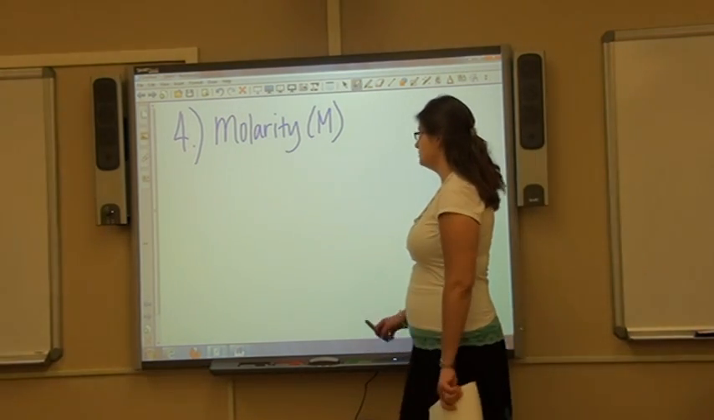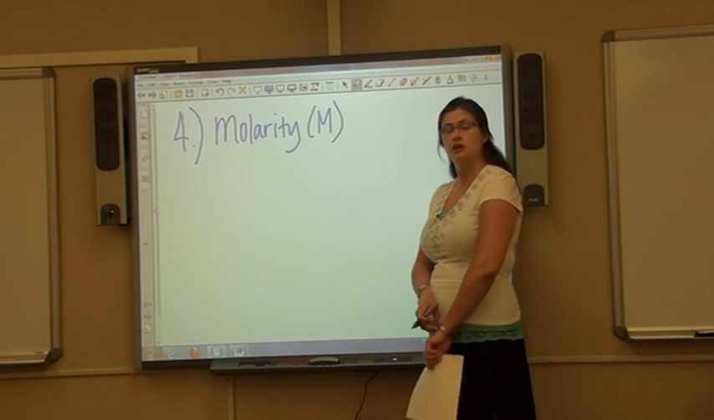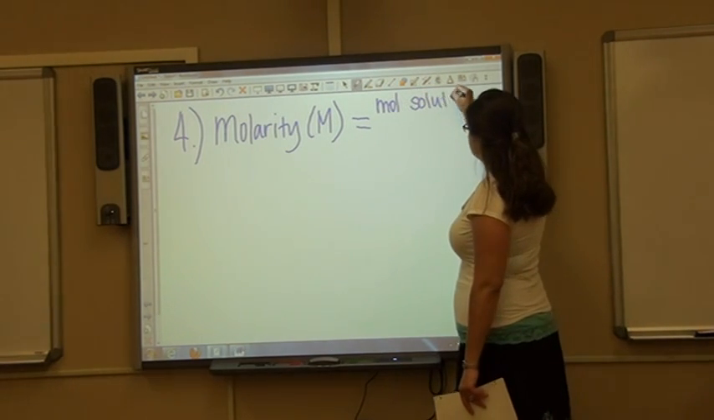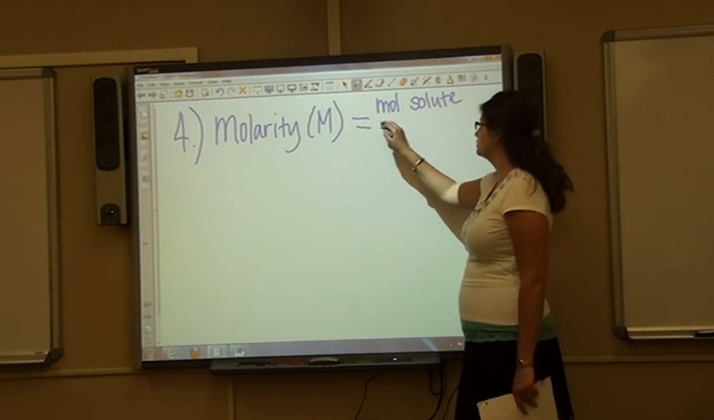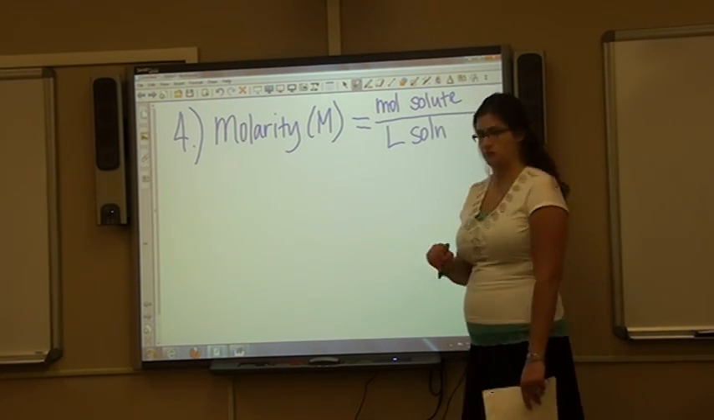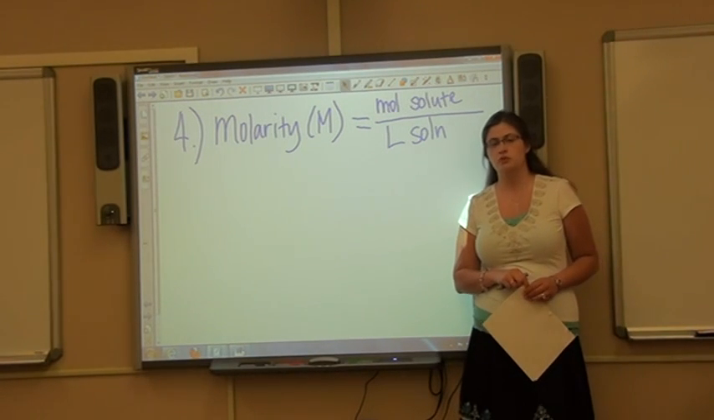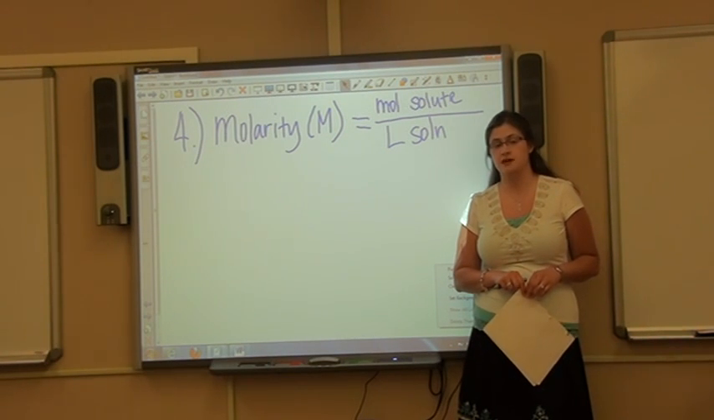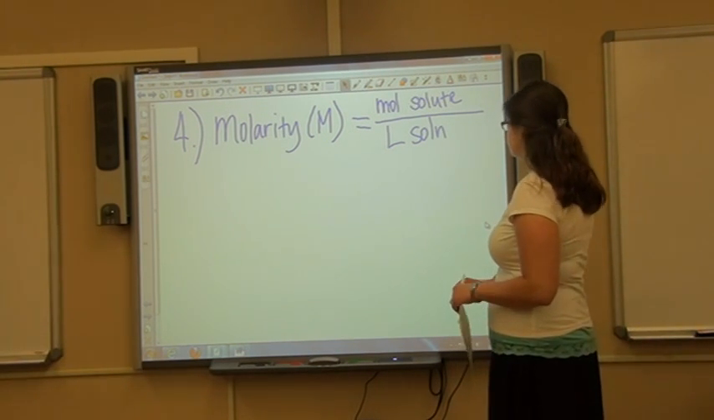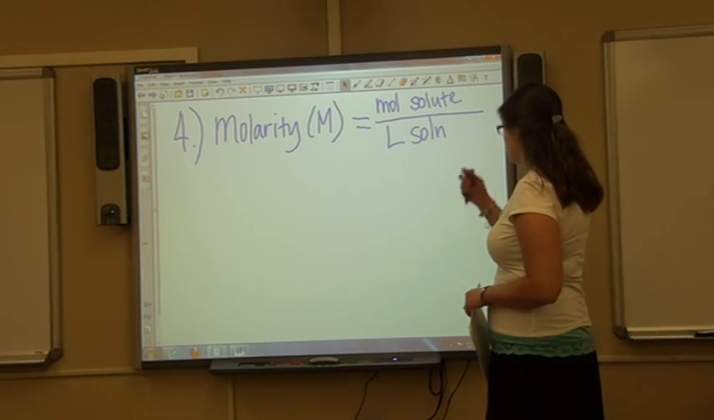Okay, so molarity is abbreviated capital M, and it is calculated by taking the moles of your solute divided by the liters of solution. Now this is an important thing to talk about. We're talking about liters of solution. That's a very specific, defined unit. It doesn't mean just volume of our solution. It means that we have to calculate volume in liters, otherwise we don't get the right answer. Okay. So that's molarity.